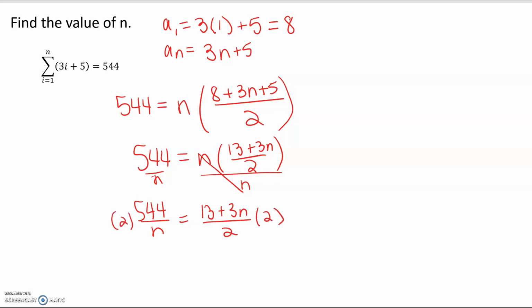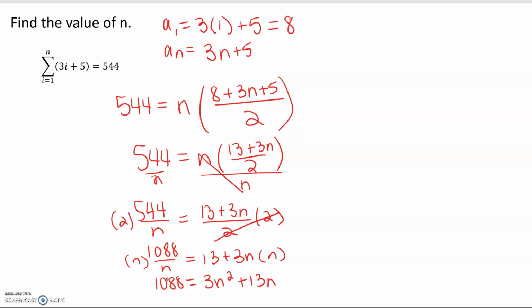I'm going to multiply by 2 on both sides. So I have 1088 divided by n equals 13 plus 3n. Multiply that n back over. So I get 1088 equals 3n squared plus 13n. Now you could have done that up at this step and just multiplied by the 2 instead, but a lot of times my students don't see that, so that's why I multiplied by n first. I'm going to go ahead and subtract my 1088 over. So I have 3n squared plus 13n minus 1088 equals 0.